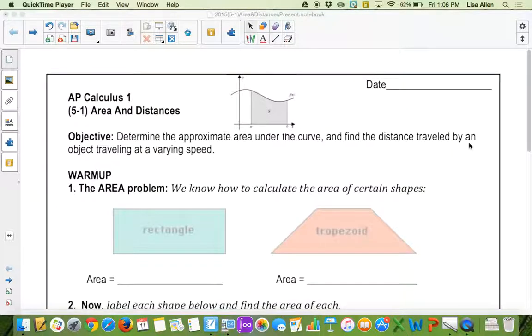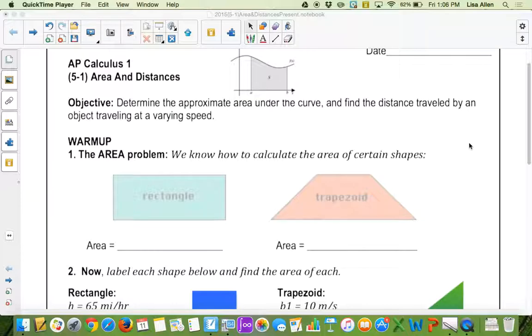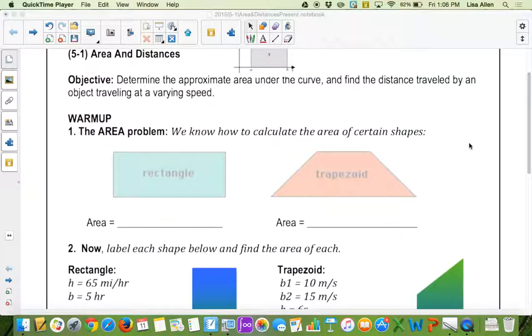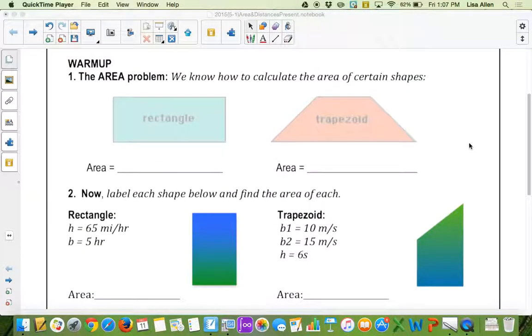Talking about area and distances. We're in chapter 5 now, section 1. So the objective here is to determine the approximate area under the curve and find the distance traveled by an object traveling at a varying speed. So first, as a warm-up, we're going to do the area problem.